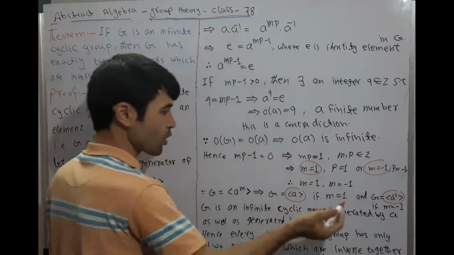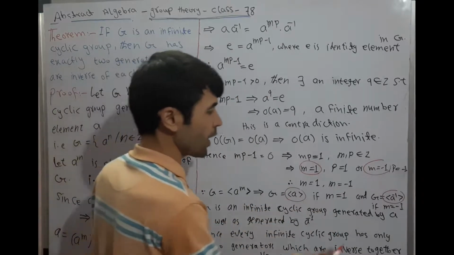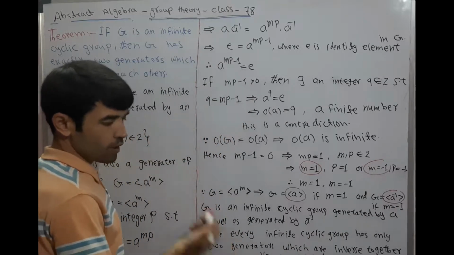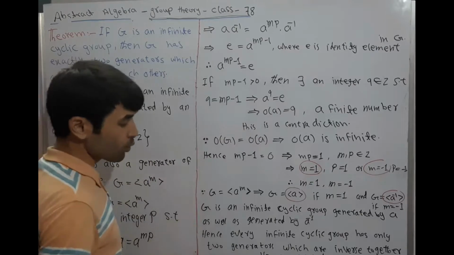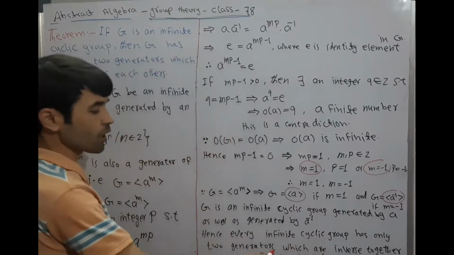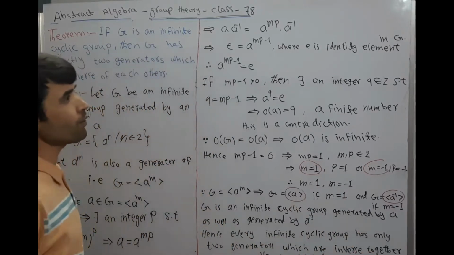Here are two cyclic generators, one generated by a and the other generated by a to the power minus 1. Hence we prove the statement of the theorem. Every infinite cyclic group has only two generators, which are inverses of each other. Hence the proof of the theorem.